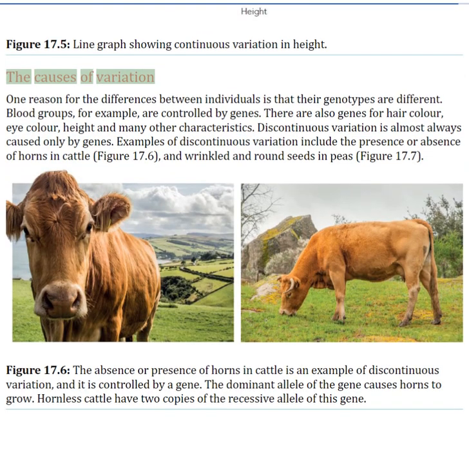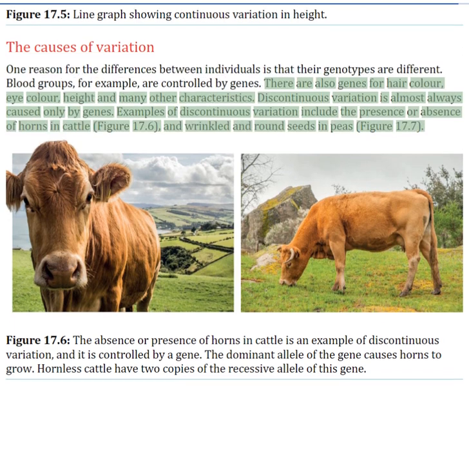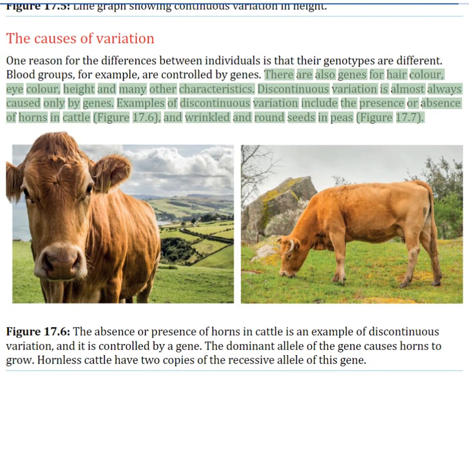The causes of variation. One reason for the differences between individuals is that their genotypes are different. Blood groups, for example, are controlled by genes. There are also genes for hair color, eye color, height, and many other characteristics. Discontinuous variation is almost always caused only by genes. Examples of discontinuous variation include the presence or absence of horns in cattle and wrinkled and round seeds in peas.